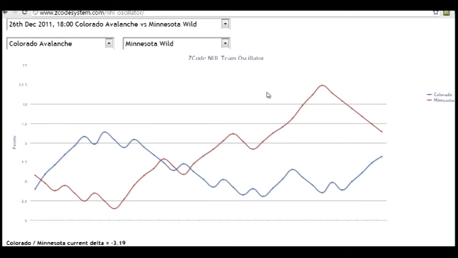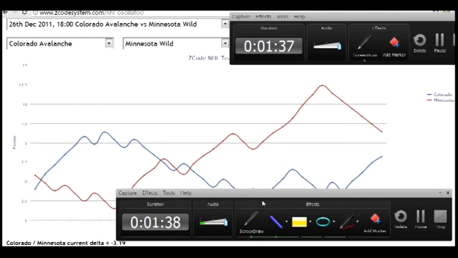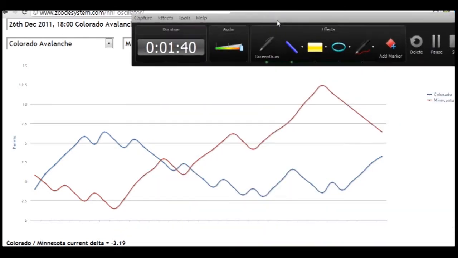Okay, so our first game today is the Colorado Avalanche versus the Minnesota Wild. I'm recording this video before I know the results of the game, so this is totally fair and legitimate. Then I will edit the video and add the results so we can compare how accurate the oscillator actually is. So let's make some drawings here.